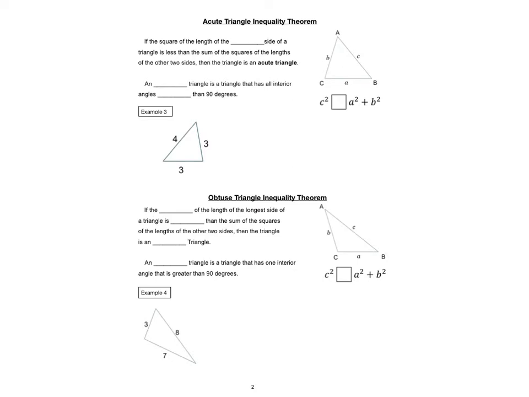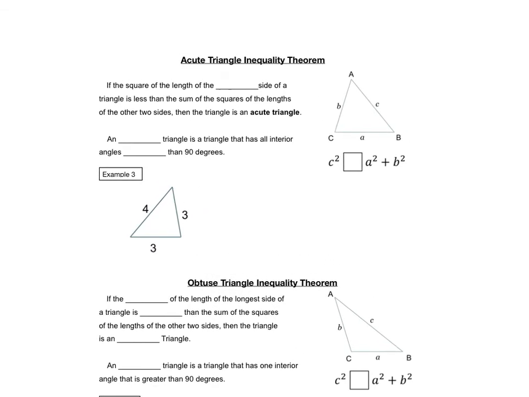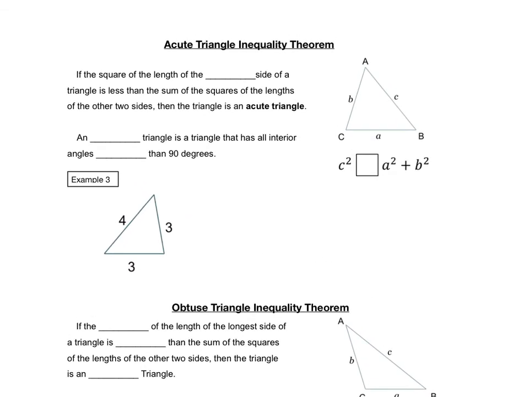So as we move on, we find that if we don't have a right triangle, we're either going to have possibly an obtuse triangle or an acute triangle. So looking here at the side lengths, that will help us make that determination. So if the square of the length of the longest side of a triangle is less than the sum of the squares of the lengths of the other two sides, then that triangle is going to be an acute triangle.